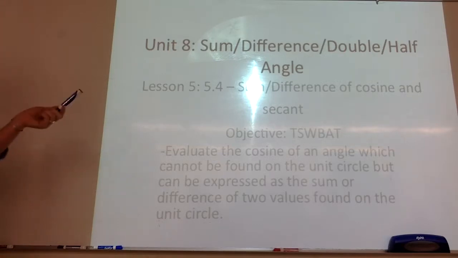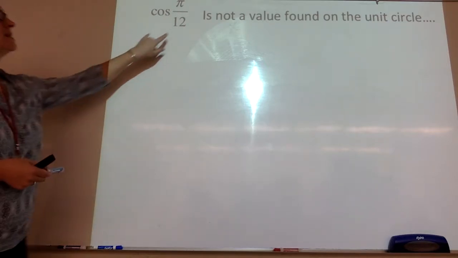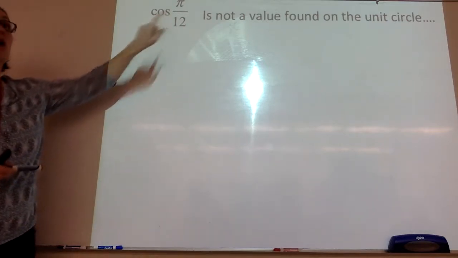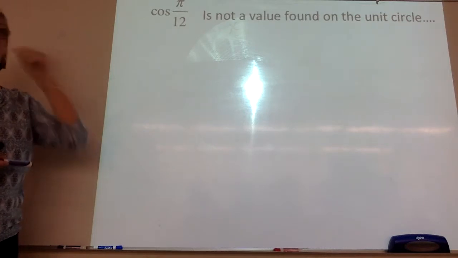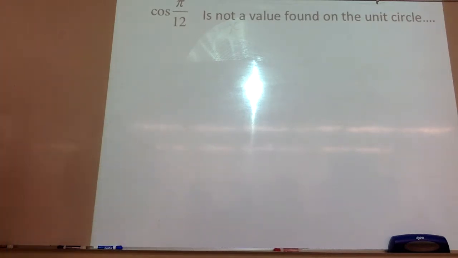So if you take a look, we're going to talk about sum and difference of cosine and secant and sine and a whole bunch of stuff. It's all formula related, right? So the first thing we want to talk about is why we're doing this. An example of where these formulas are going to come from is that we're going to deal with radian values that are within the unit circle, but not the ones that you memorize as part of the unit circle.